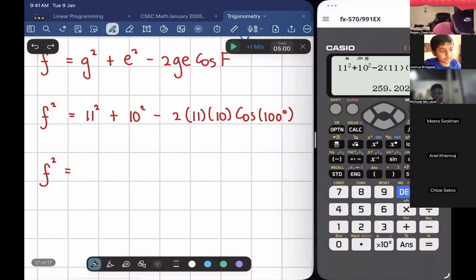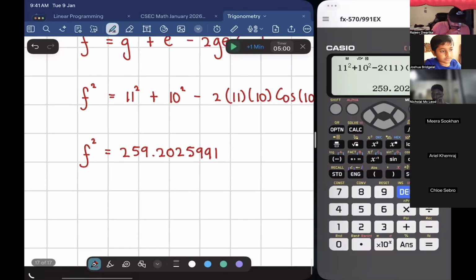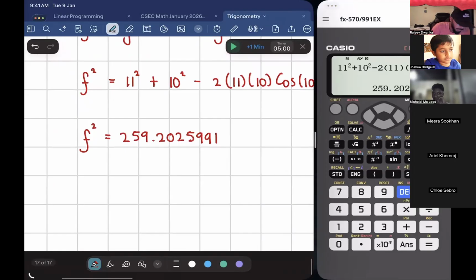All right, Mira, you'll just verify that again. So it's going to be 259.2025991. And Mira, if I want to find F now, what would I have to do on both sides? Right now I have F squared. I want to find F. So what would I have to do? You'll have to find the square root of 259.2025991. So F would be simply equal to the square root of that entire thing.